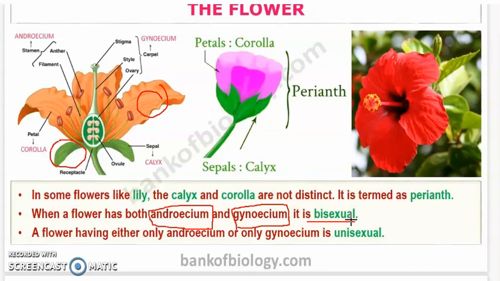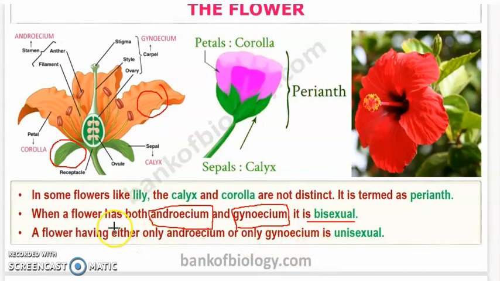One is the bisexual flower. So what are bisexual flowers? When a flower has both androecium and gynoecium, it is called a bisexual flower. So what you see in this hibiscus flower, it has both male and female reproductive parts, that is androecium and gynoecium are present here. Okay, and when a flower has either androecium or only the gynoecium, it is called a unisexual flower.